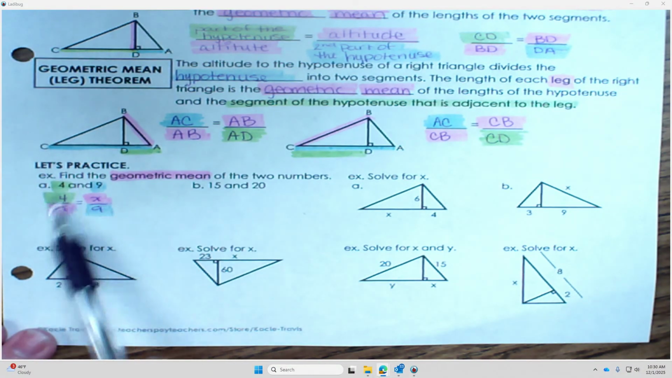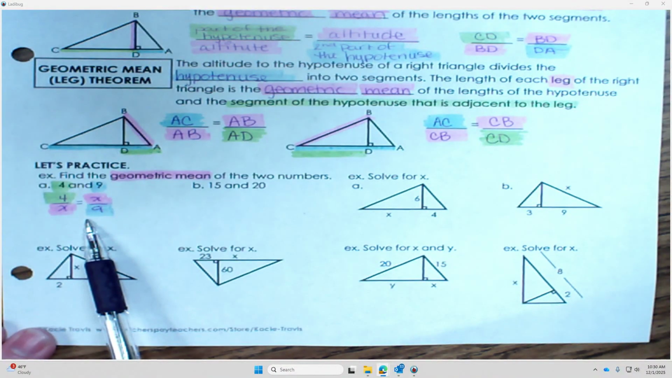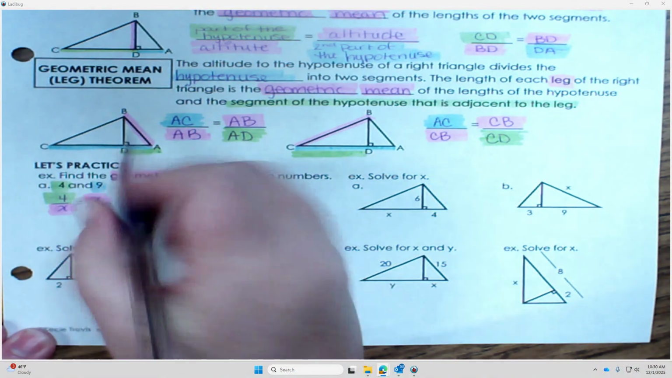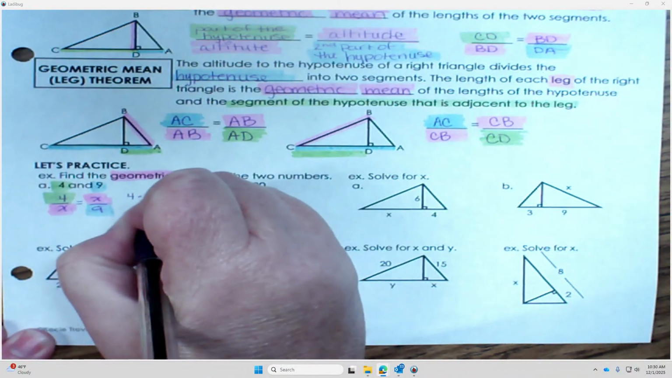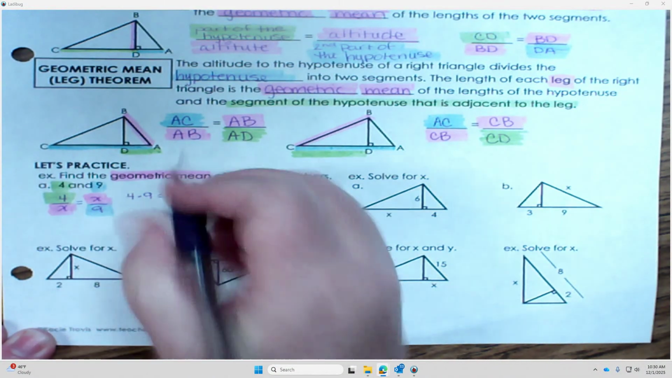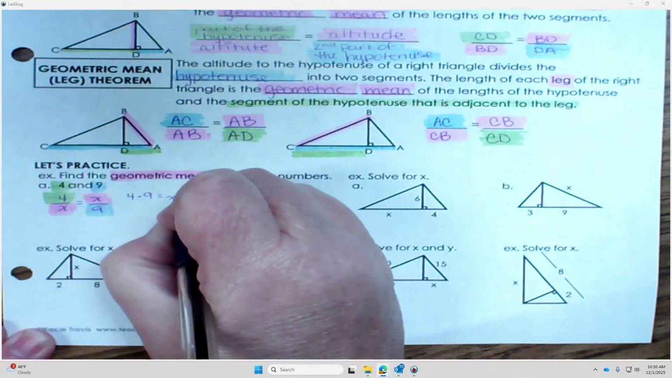All right, in order to solve a proportion, we already practiced this last set of notes. We're going to do cross multiplication. So I'm going to say 4 times 9 is equal to, that's my first diagonal, x times x, which is my second diagonal.